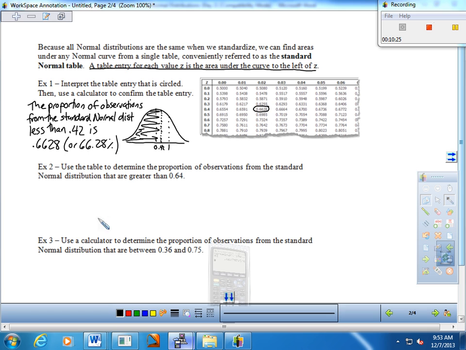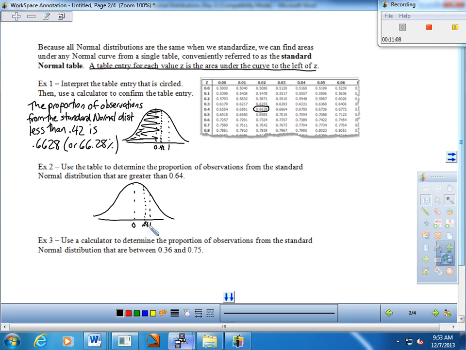Let's do it visually if you don't mind. So everybody, a little standard normal distribution curve, something like that. Here's your 0 right here. And here would be your 1. And I see we're looking for 0.64, which would be right here.